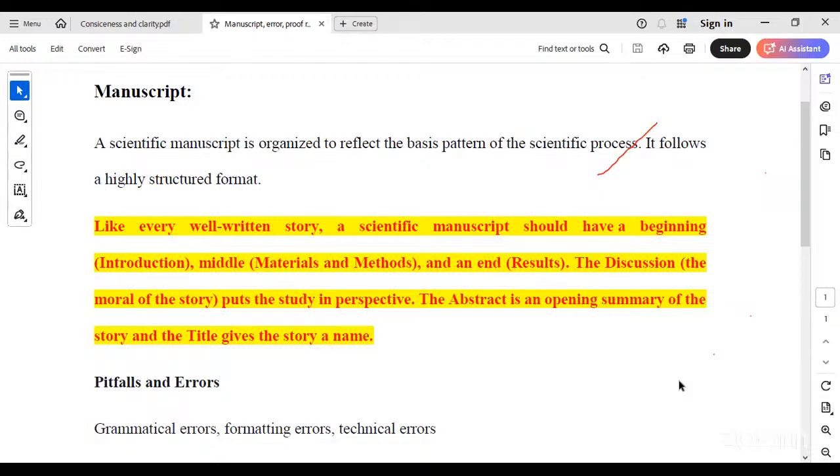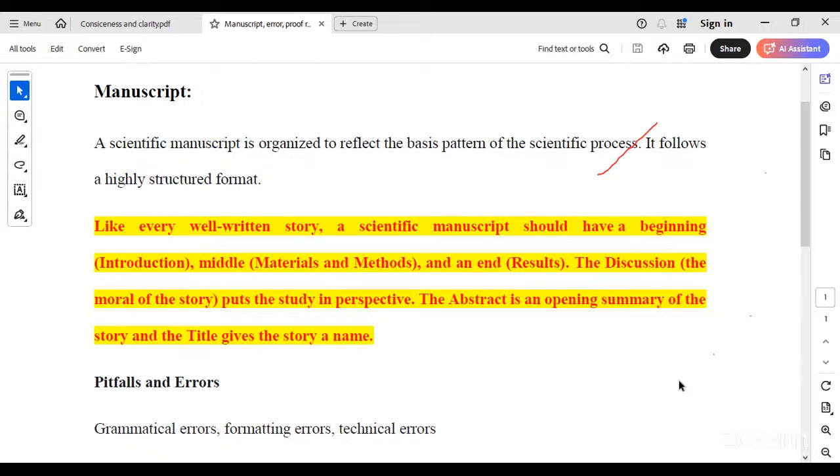Number one, as I previously clarified, is clarity and conciseness. Our writing should be clear and concise. We have to use clear and concise language for better understanding of the audience. Then the manuscript should be organized and structured. We talk about the IMRAD structure: introduction, methodology, results, and discussion. This is a structured and organized way, so it follows a logical structure.